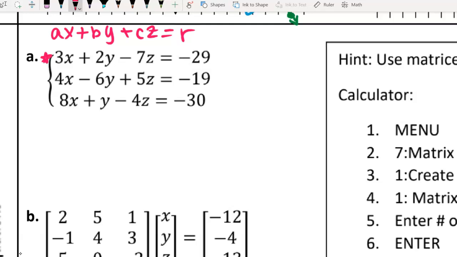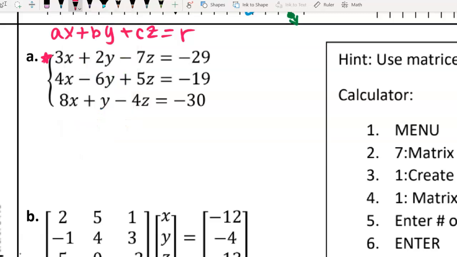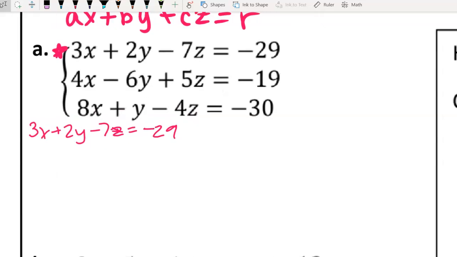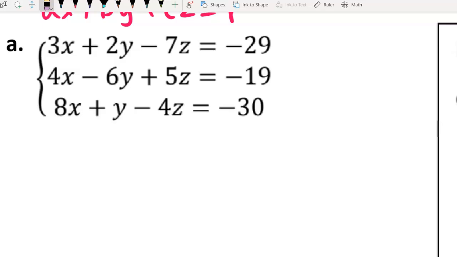So starting with the first one here, we have 3x plus 2y minus 7z equals negative 29. So we need to rearrange this. We're basically just going to, wait, x, y, z. Oh, just kidding. This one's already arranged correctly. So we're good with that one. X, y, z, x, y, z. Oh, I didn't even notice that they're already rearranged, so we're good there.